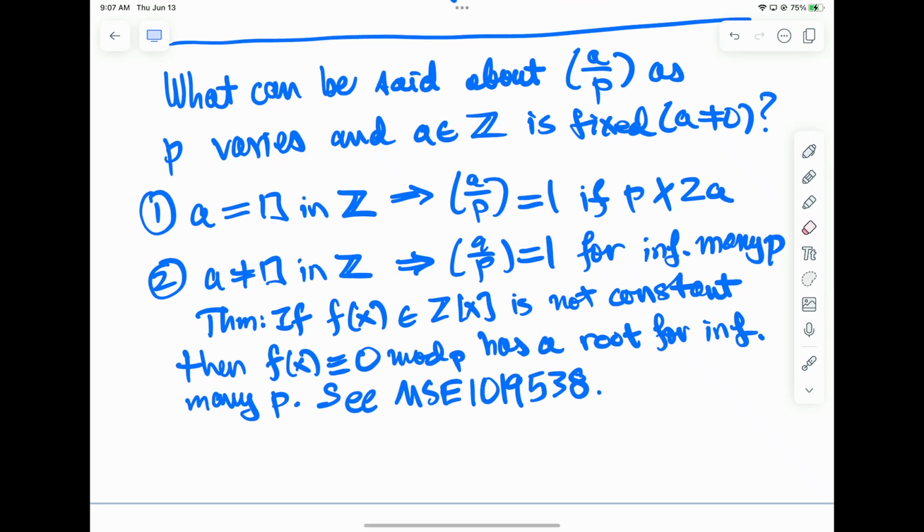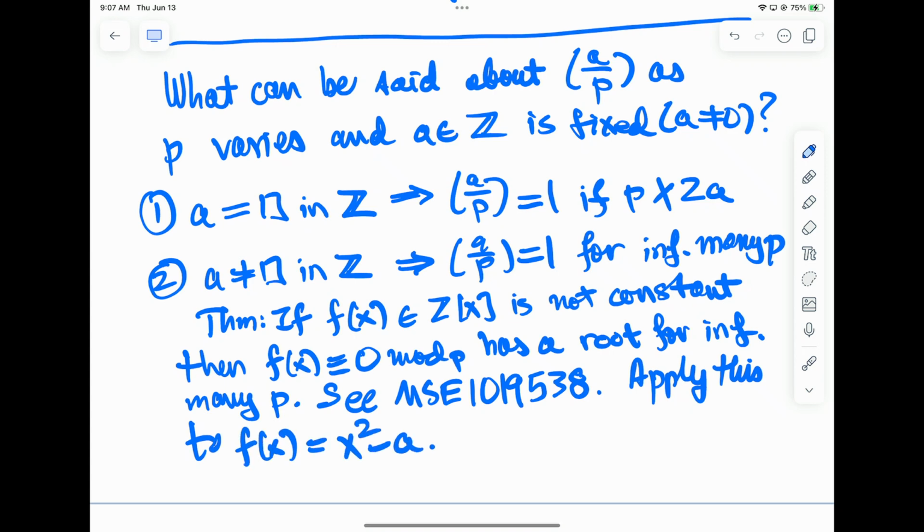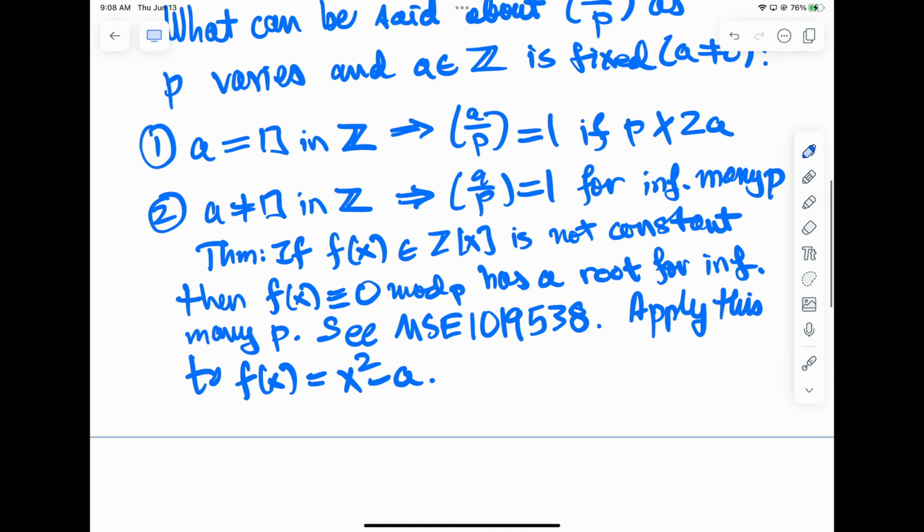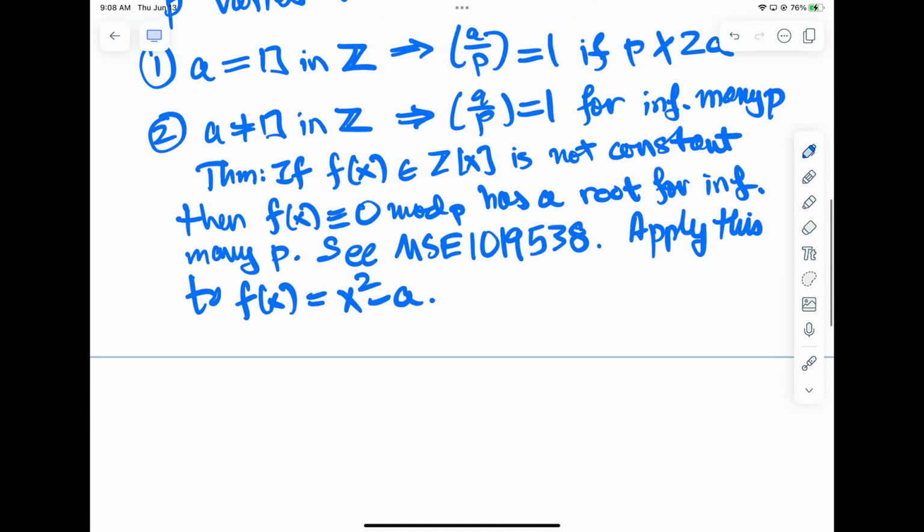And so what you're going to do is you just apply this result to the polynomial x squared minus a. Because if x squared minus a has a root mod p, a is a square mod p. The Legendre symbol is 1 if p doesn't divide a. So the fact that the Legendre symbol of a non-square, like 3 on p, is 1 infinitely often is really just an instance of the result that any non-constant polynomial over the integers has a root mod p for infinitely many p. The fact that the Legendre symbol is infinitely often minus 1 is a different story.